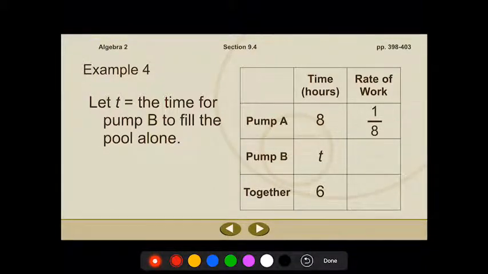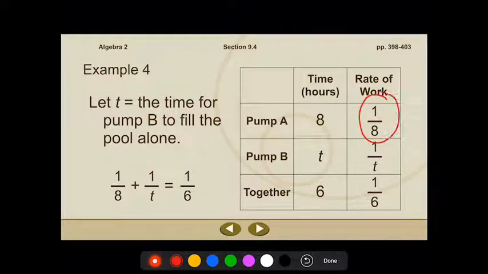What do you think the other pieces are going to be? Well, 1 over T for pump B. I don't know what the time is, but I know it's a variable T. And then working together, they can fill one pool in 6 hours. Remember what we said on the previous slides: if you take this rate and add it to this rate, it will equal this rate. So add going down, plus, and then equals this. That's how you set up this equation.